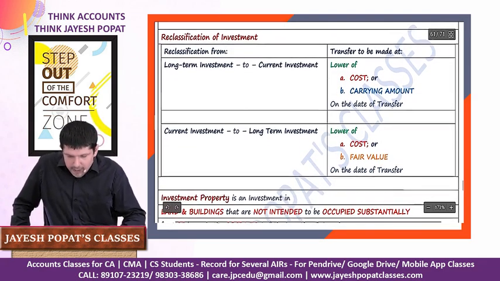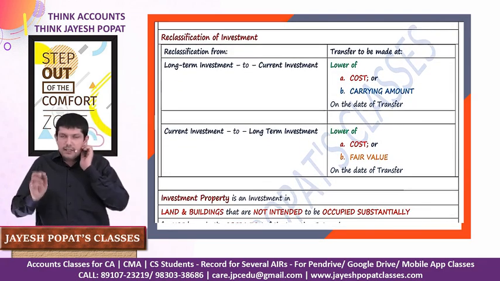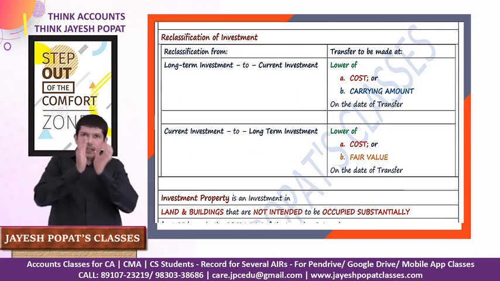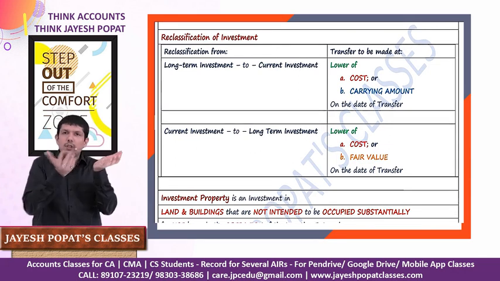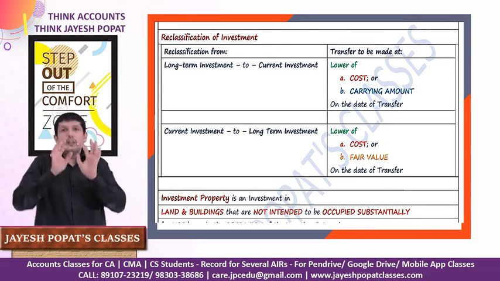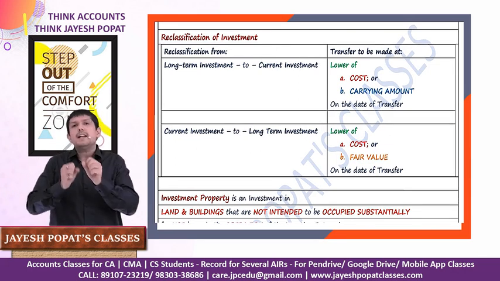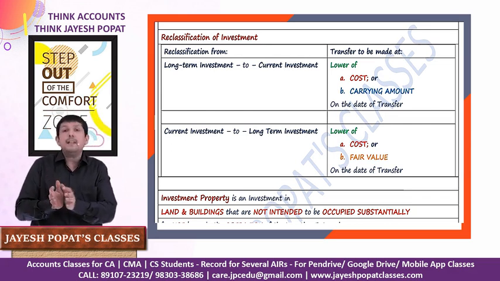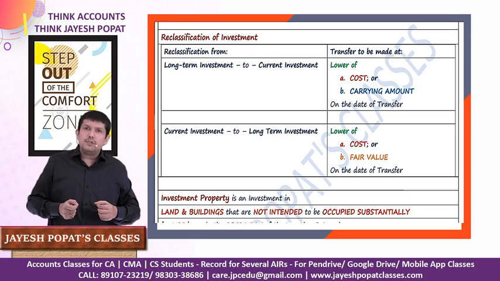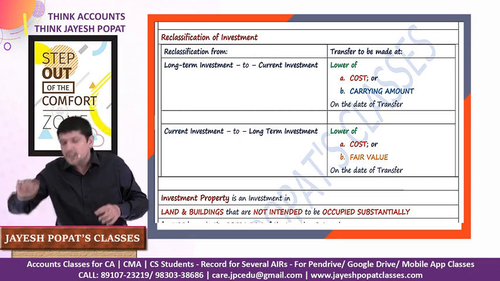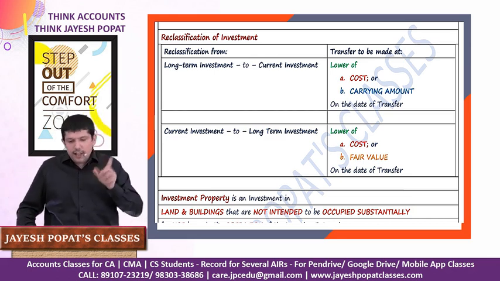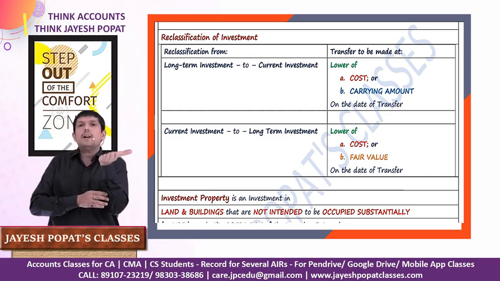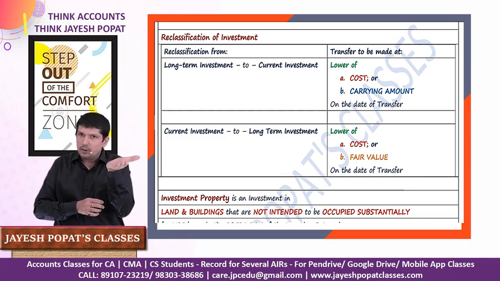Then we'll talk about reclassification of investment. We have seen that we classify investments as current and long term. Current investments are valued at cost or fair value, whichever is lower. Long-term investments are usually carried at cost, but if there is an other than temporary decline in the value of the investment, then we recognize a provision for diminution to bring it down to its fair value. So if we are reclassifying, meaning earlier when we acquired that investment we classified it as long term.